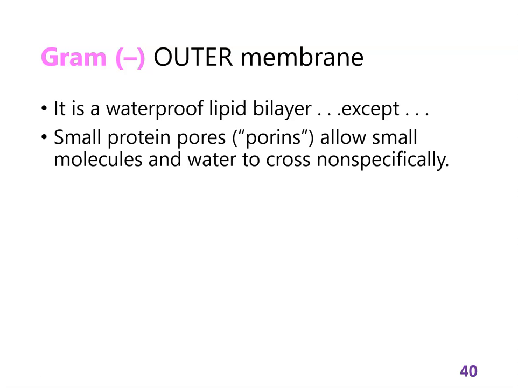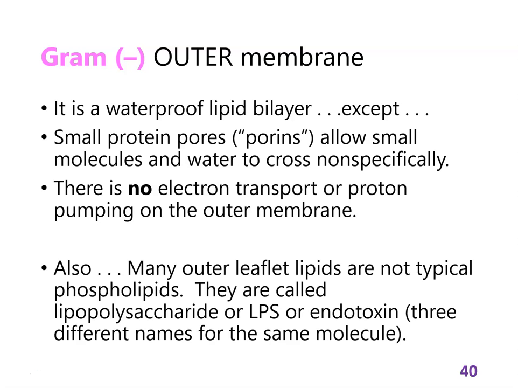The gram-negative outer membrane is not meant to prevent ions from coming in and out or anything like that. It's meant to prevent big things from crossing it, like proteins. And so there's no electron transport that happens at the outer membrane. There's no proton motive force. It's just kind of an outer shell.